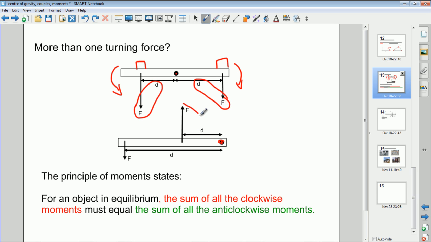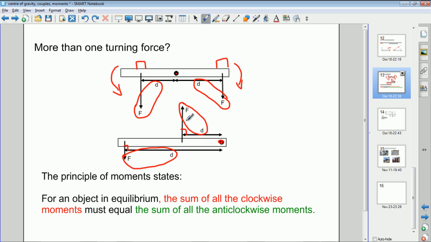We have a moment here which is caused by this force multiplied by this distance, and we have a moment here which is caused by this force which is acting at that distance D, both from the pivot. It's very important to always measure your distances from the pivot and always make sure they're perpendicular with the force action line like that. Those two are, so that's okay.